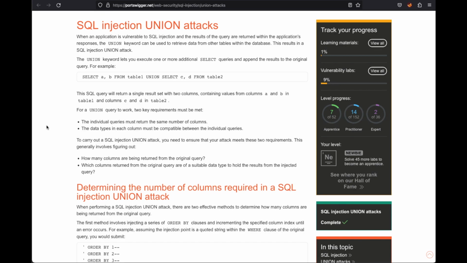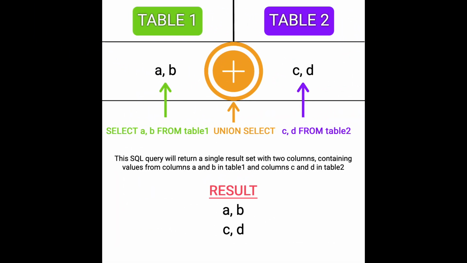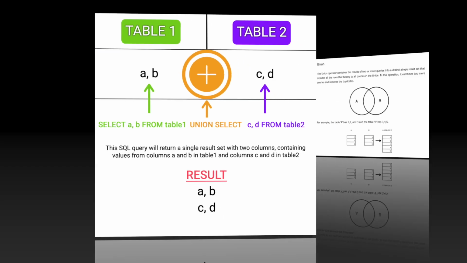So the UNION keyword allows you to execute one or more additional SELECT queries and append the results to the original query. For example, SELECT A, B FROM table 1 UNION SELECT C, D FROM table 2. The big orange UNION SELECT means combine or add them together, or append. So this SQL query will return a single result set with two columns containing values from columns A and B in table 1 and columns C and D in table 2.